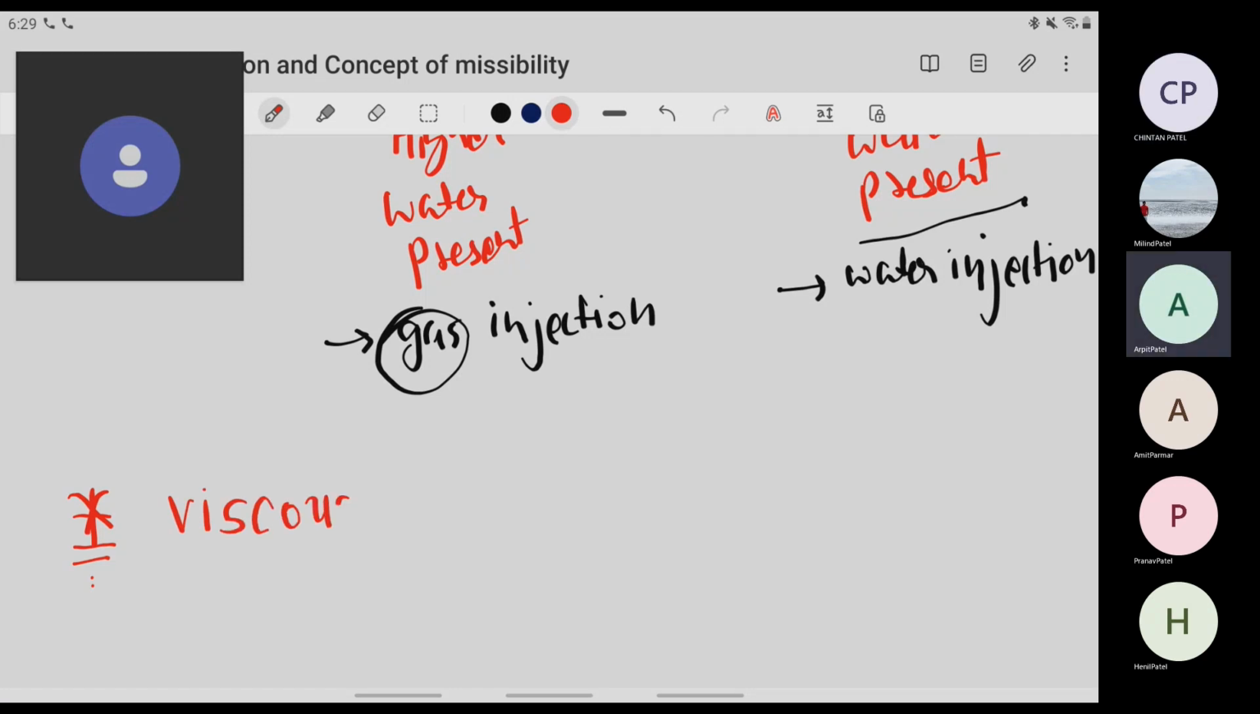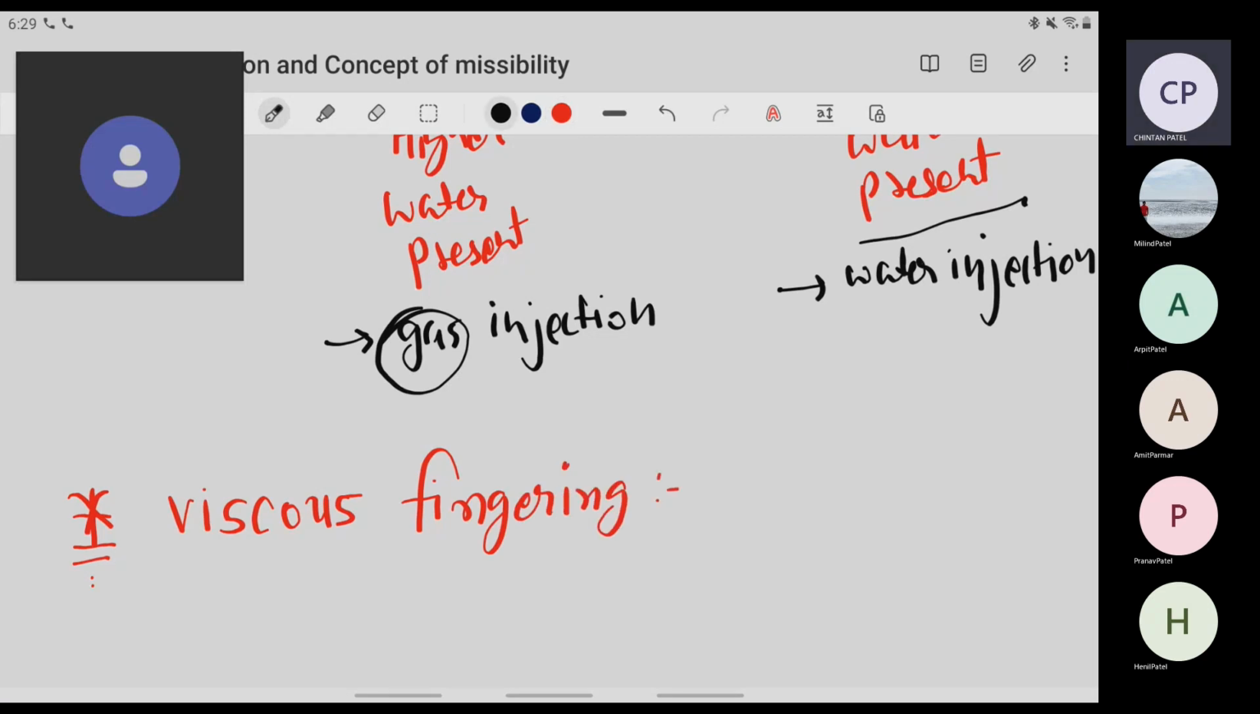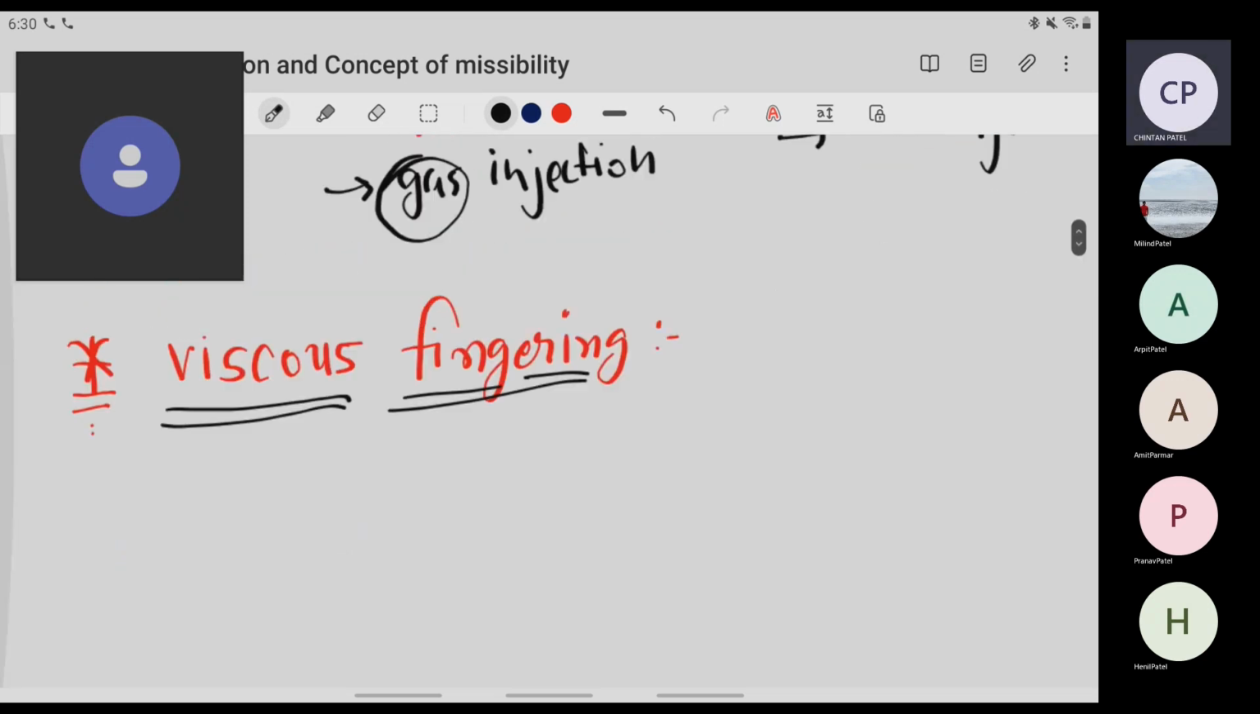Okay, we will cover it. This question can be directly asked in GATE, and it has already been asked more than 2 times that I know, because even whenever I attempted the paper, this question came. The question is, when does viscous fingering occur, and four options are given.